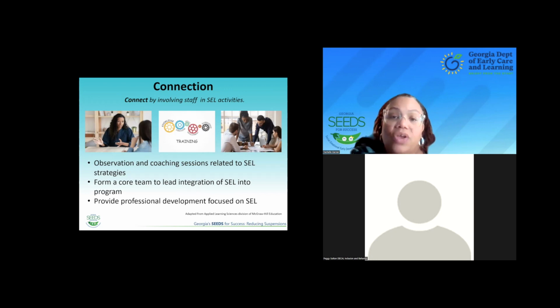Researchers recommend that schools form a core team of school staff and administrators to lead the communication and integration of SEL into school-wide practice. And lastly, school staff may wish to hold regular observation and coaching sessions for each other in order to practice, refine, and discuss SEL strategies.